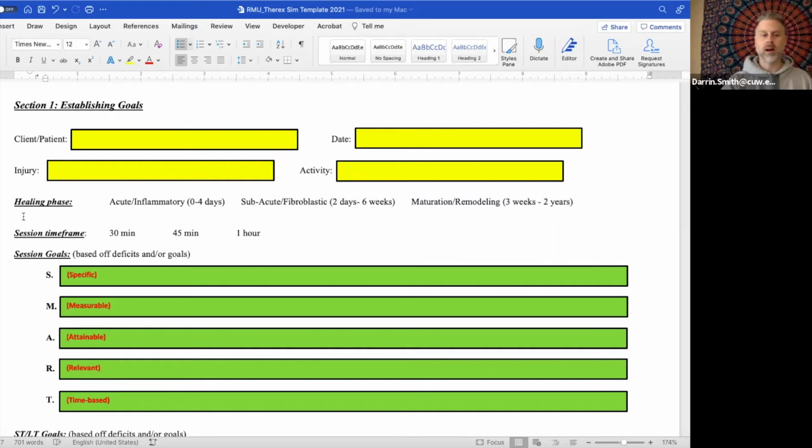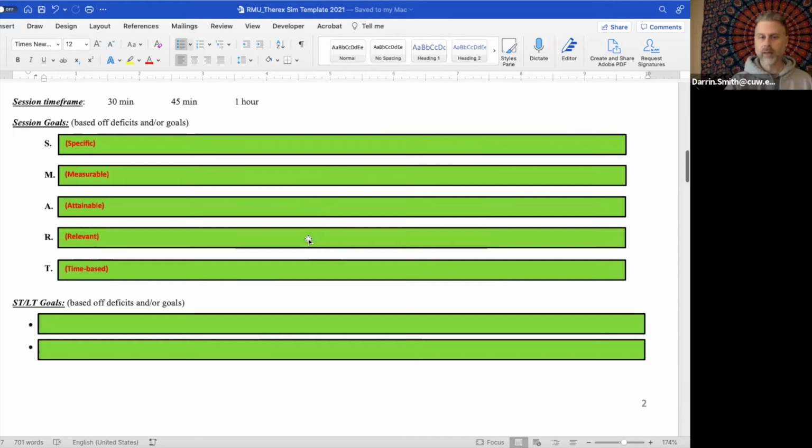If you are working with someone who is in pain, okay, this is just to have you put a little check in there to remind you how long these specific phases of healing take place per specific tissue. They are all different for any type of tissue. Ligaments are different than bone, different than tendon, different than muscle. So you need to be aware of those things. Next, we have how long you're going to be working with the individual. Then you have your specific session goals.